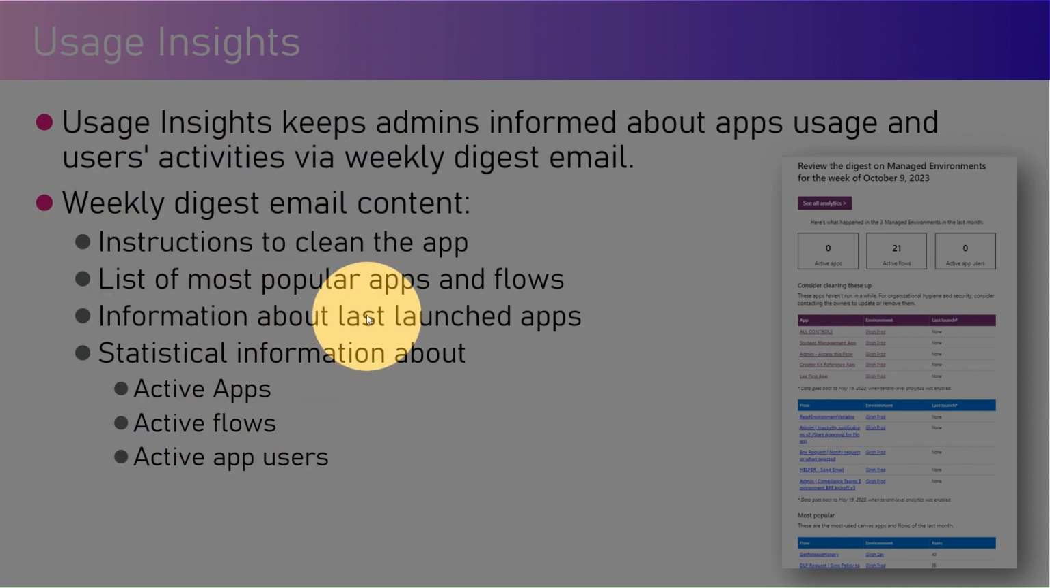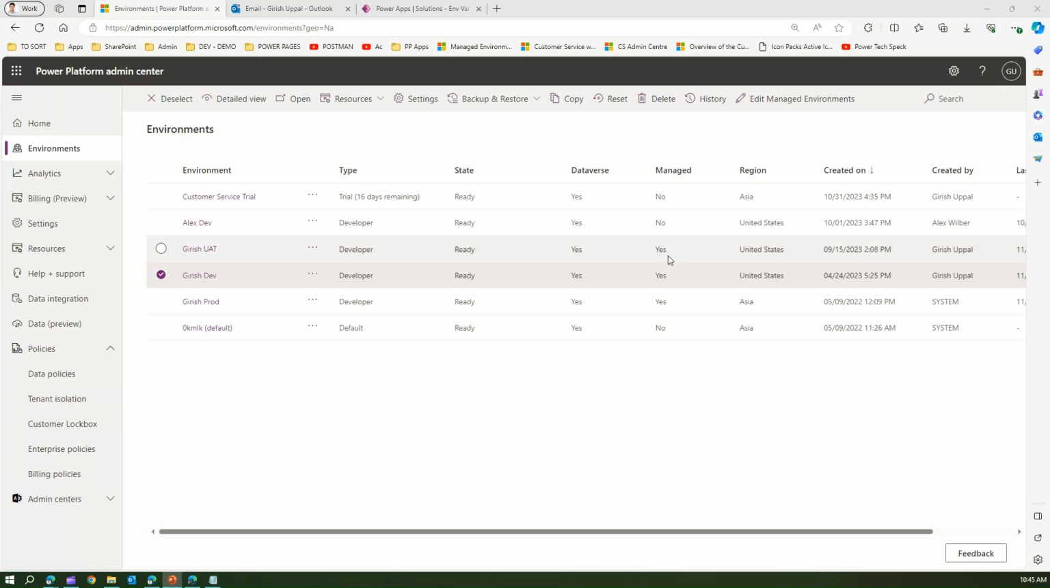The statistical information we get to see is about active apps, active flows, active app users, and so forth. Remember, you need to first configure this usage insight, and only then will you be able to receive this email. Usually, the admin gets an email about usage insights. Now, let me show you in action.